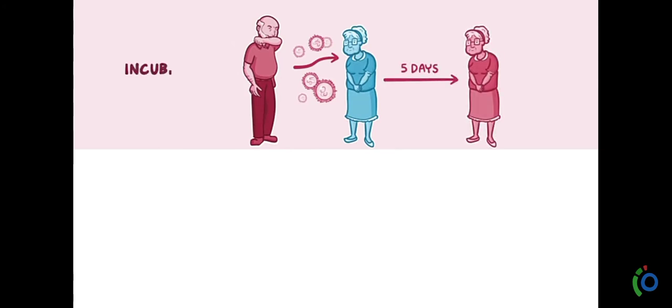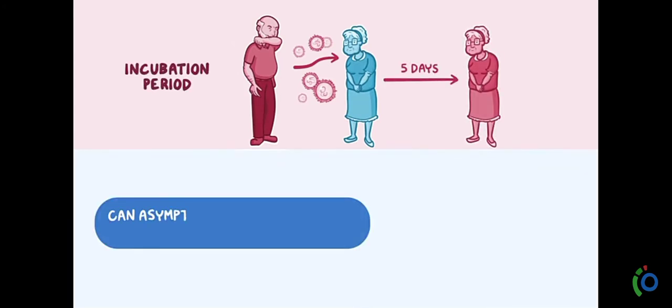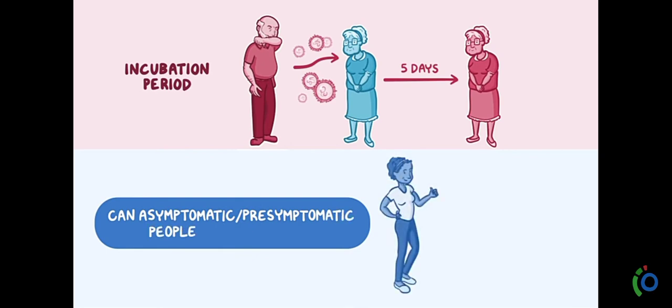Once a person is infected, symptoms develop about 5 days later. This is called the incubation period. Now, there's debate about how much asymptomatic people or pre-symptomatic people, those who are in the incubation period, are spreading the disease, and it may be much more than what was originally thought. Now, this is where masks and facial coverings come into play.